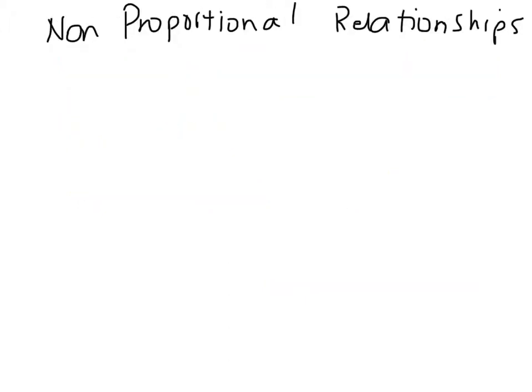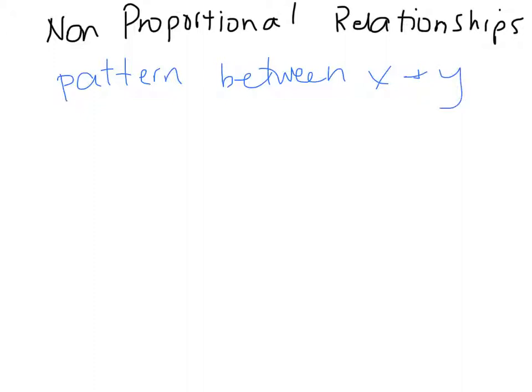In a non-proportional relationship, there is a pattern between x and y, all right? And there is a relationship, but it's not proportional. So y over x is not going to equal a constant. There's going to be a different type of constant. As our x increases, our y is going to either increase or decrease by a pattern, but it's not going to be a proportional pattern.